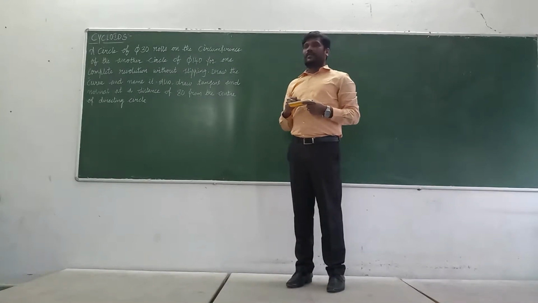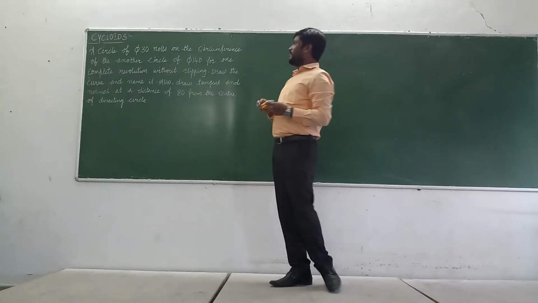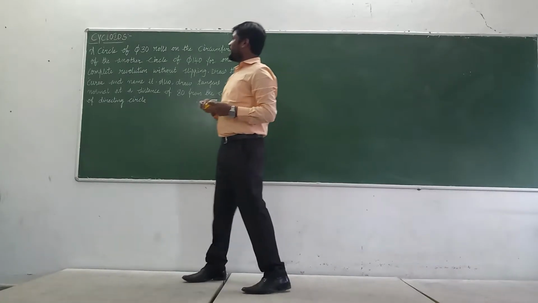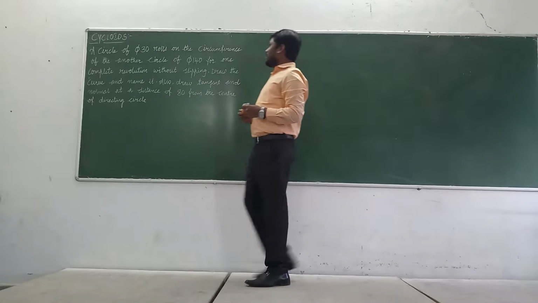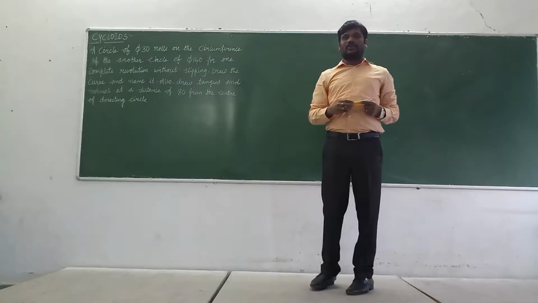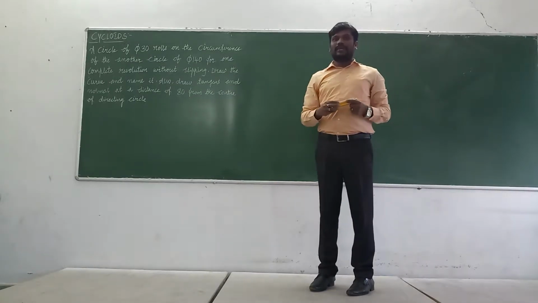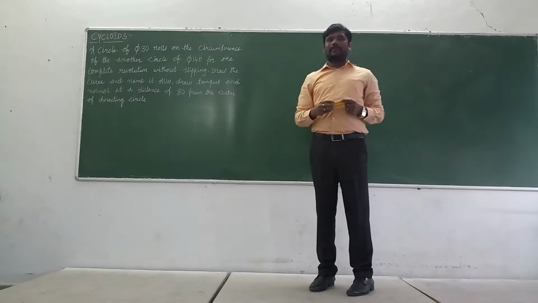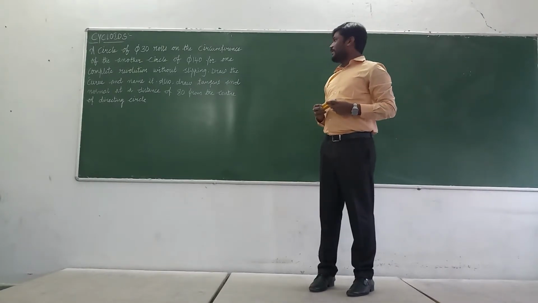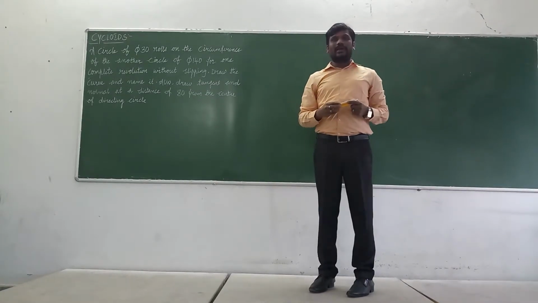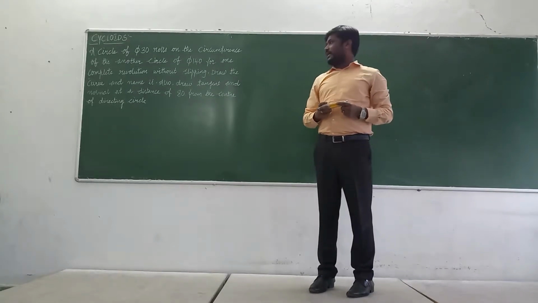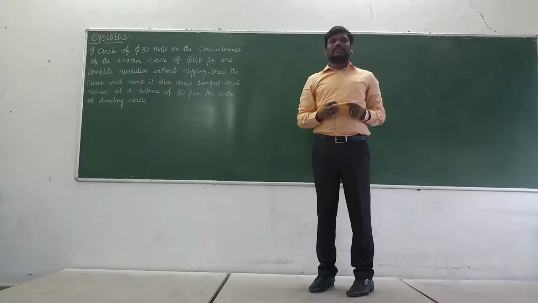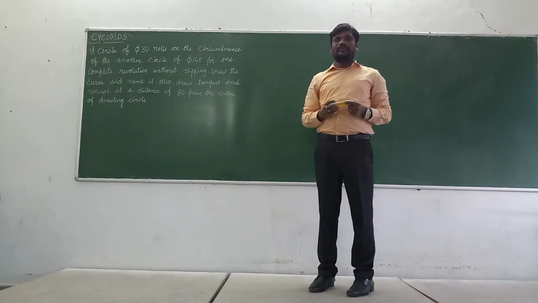What is an epicycloid? Before starting, I will read out the question which I have written here on the board. A circle of dia 40 rolls on the circumference of another circle of dia 140 for one complete revolution without slipping. Draw the curve and name the curve. Also draw tangent and normal at a distance of 80 from the center of the directing circle.